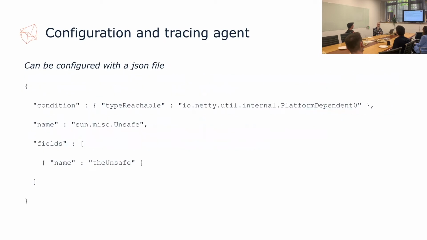So this is an example configuration file. This means that if this platform-dependent zero class is available, if it's reachable, then I need the unsafe field from the JavaMist unsafe class. So it basically tells the ahead of time compiler to definitely include this in the binary when you create it.